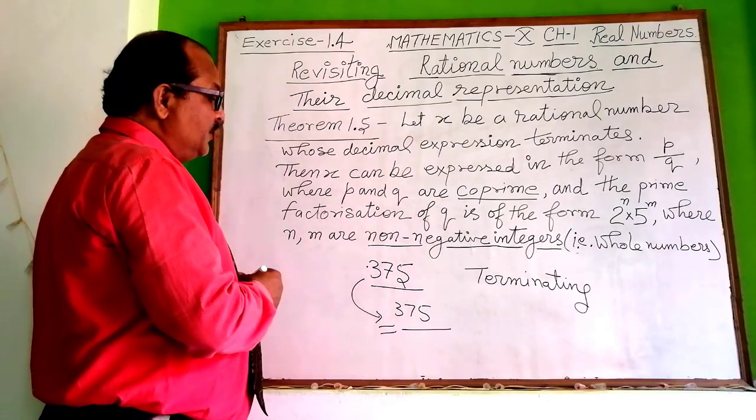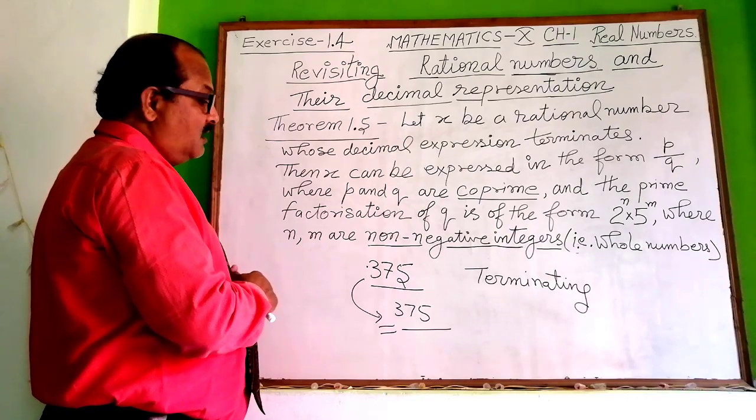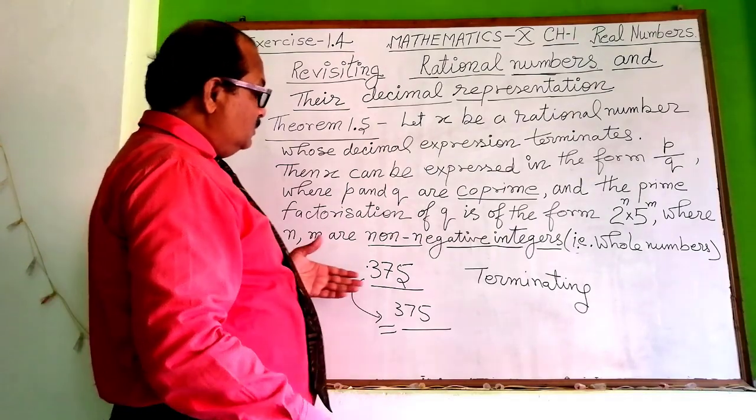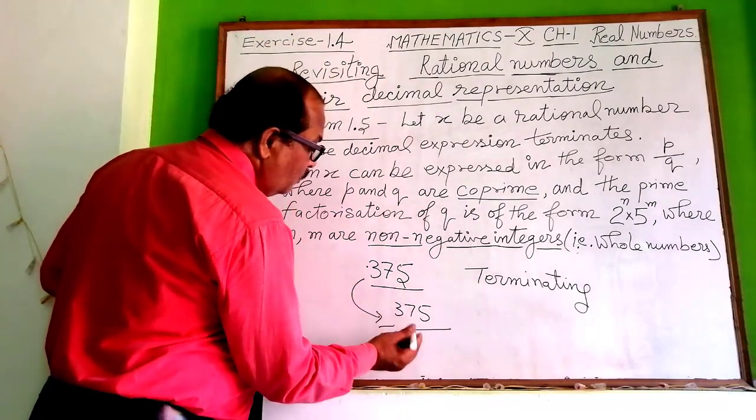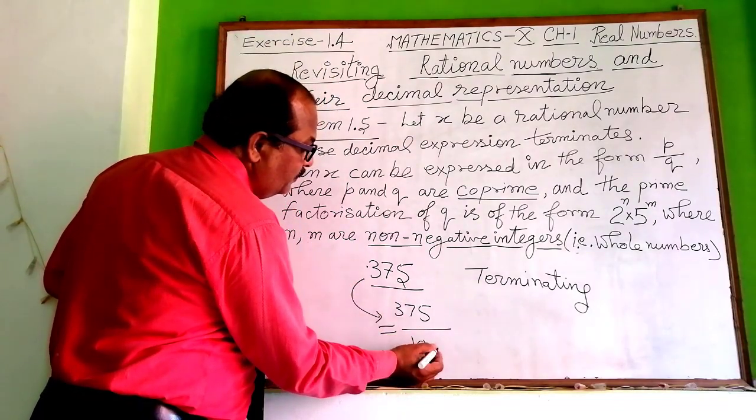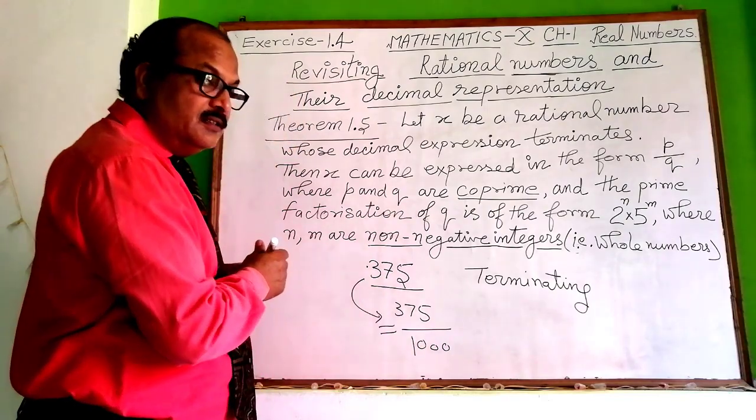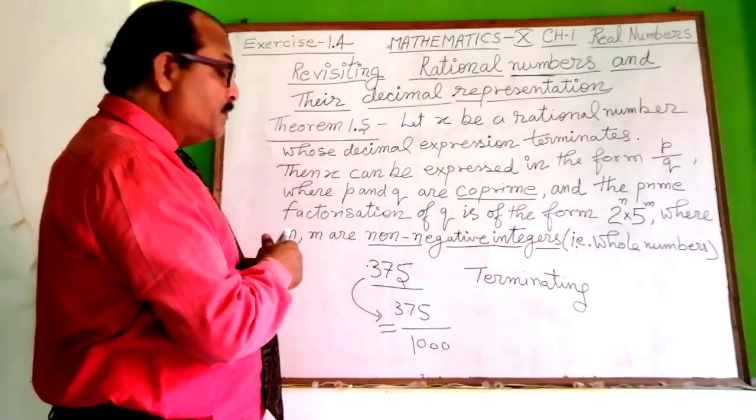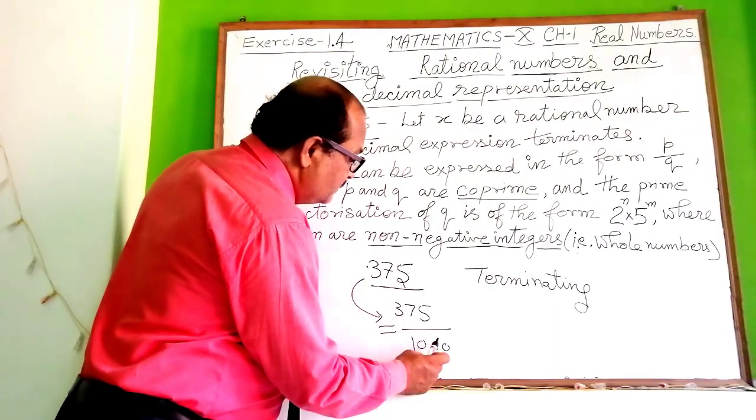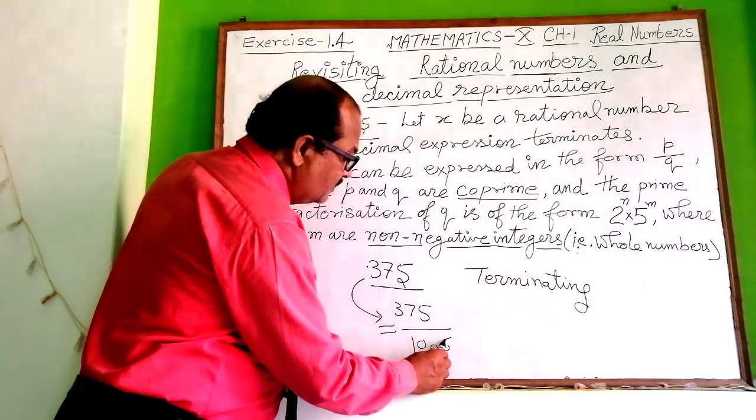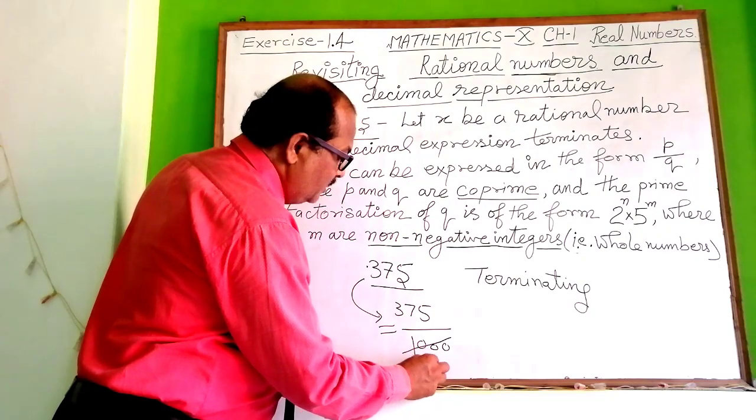Here you can see the numbers are not co-prime. So first you will write it in the form of co-prime. If you can simplify it, just simplify. You can see it is divisible by 25. 25 goes into 40 once.